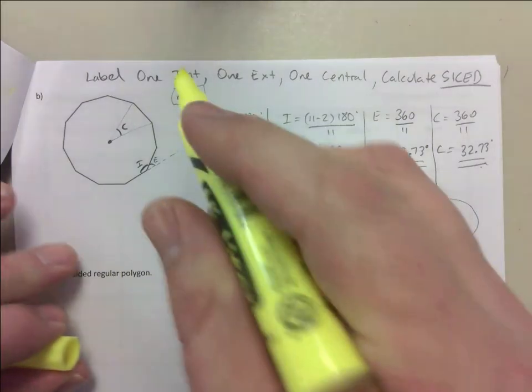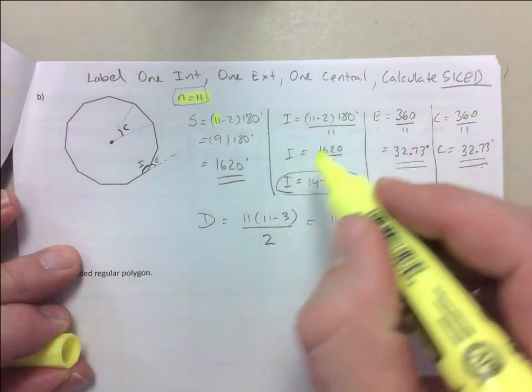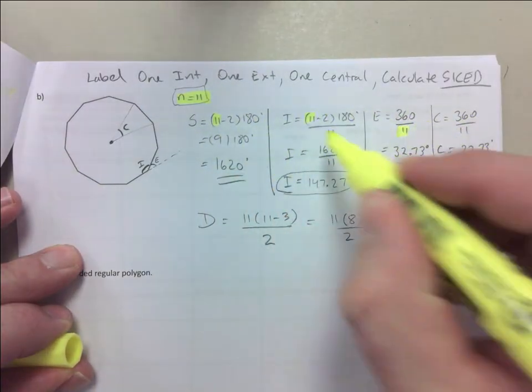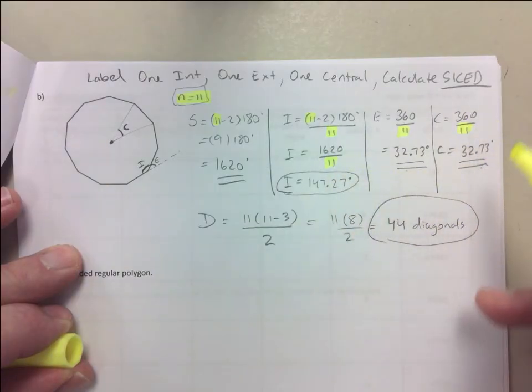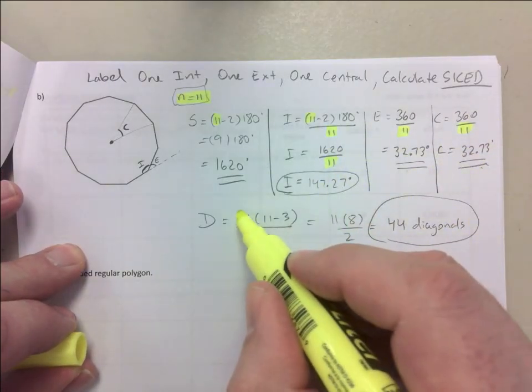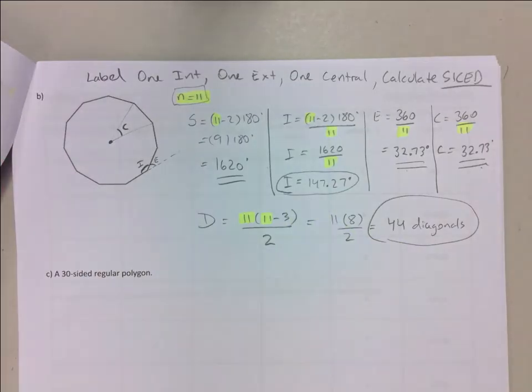If you're into highlighting, I would say that the 11, you should know where the 11 came from. Wherever there's an 11, it has to do with the number of sides. So the number of sides is what gets all of these going.